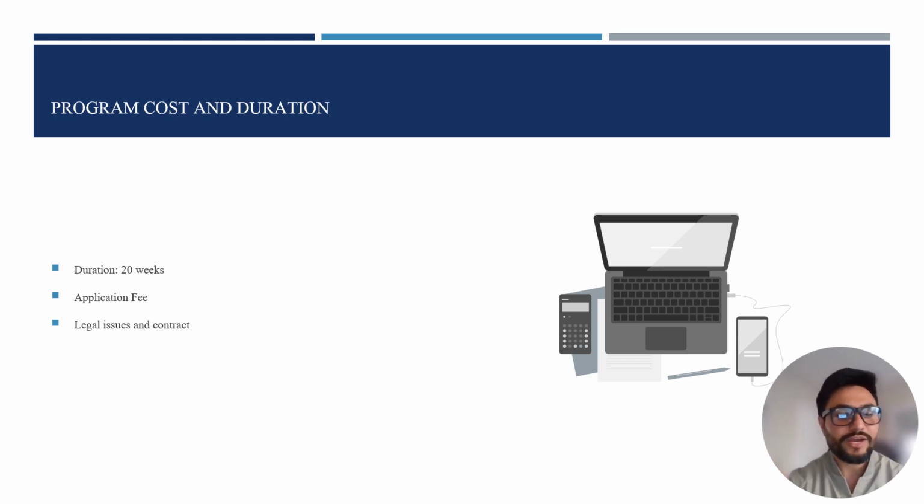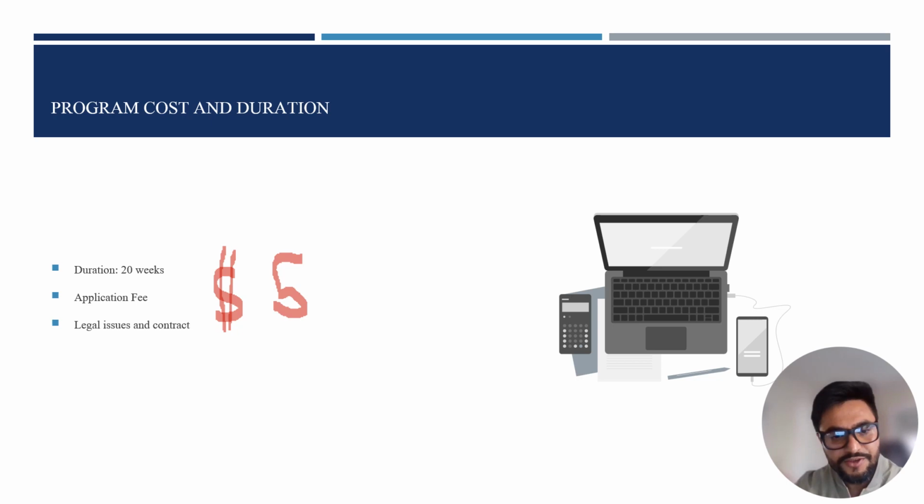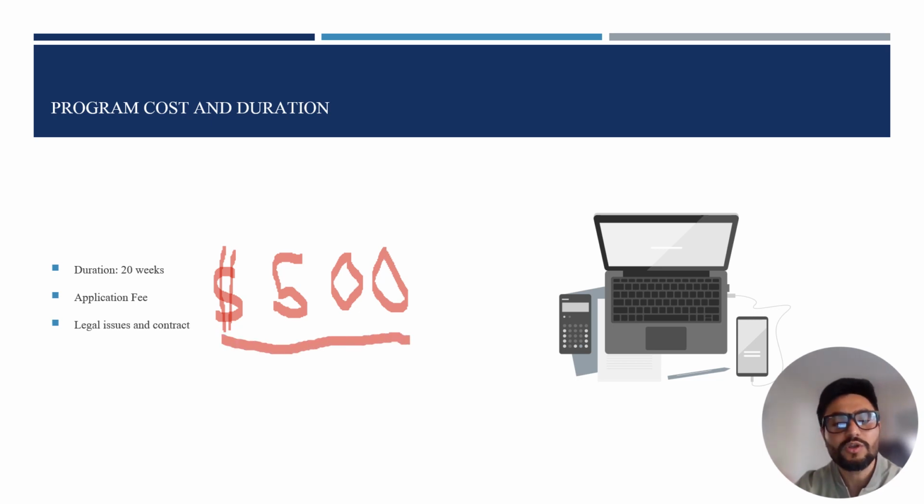So now comes the duration of the course. Our course is designed for 20 weeks, and you will only pay a one-time application fee of $500, and that's it. You do not pay any extra amount. It's only $500 one time. No monthly fee, and no additional fees associated with this program. You only pay one time, 500, and that's it.